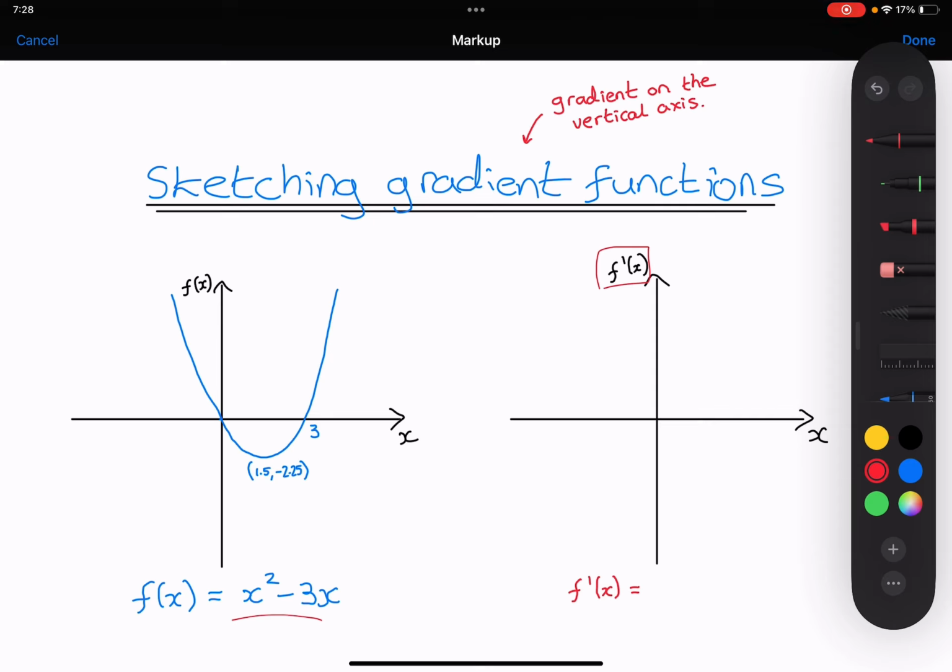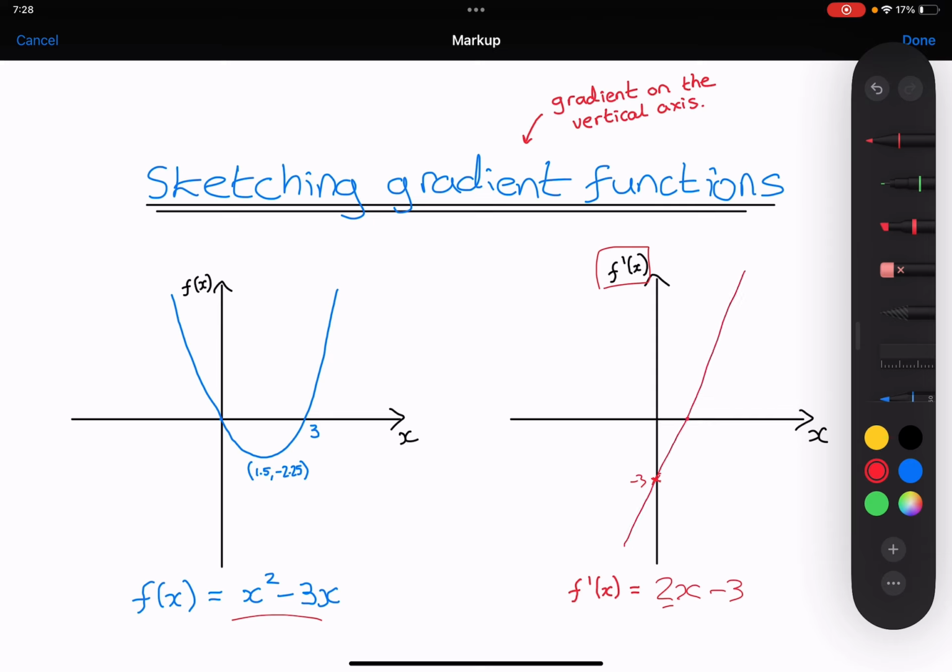If I want to sketch the gradient function, I could just differentiate to get the gradient function. So differentiating the x squared, we get 2x. Differentiating the minus 3x, I'll get minus 3. And I know that that's got a y-intercept of minus 3. It's got a gradient of 2. So it's going to look something like this.